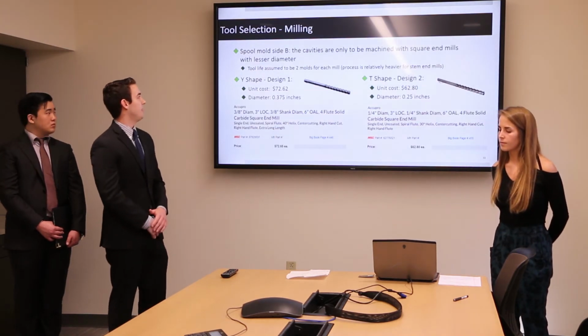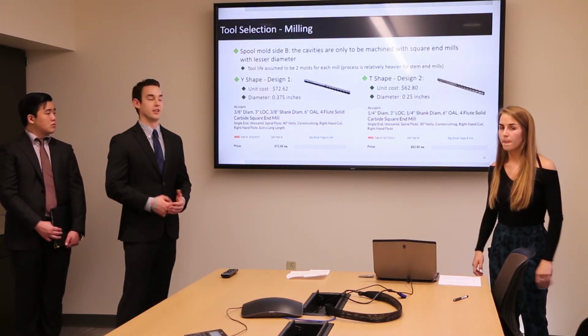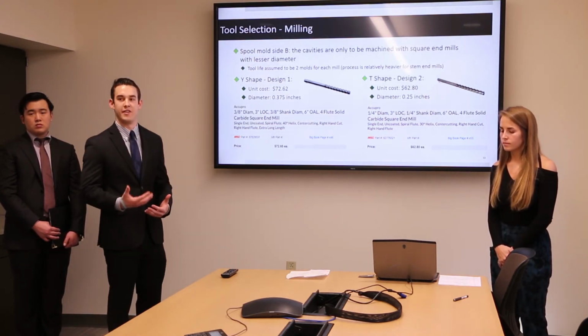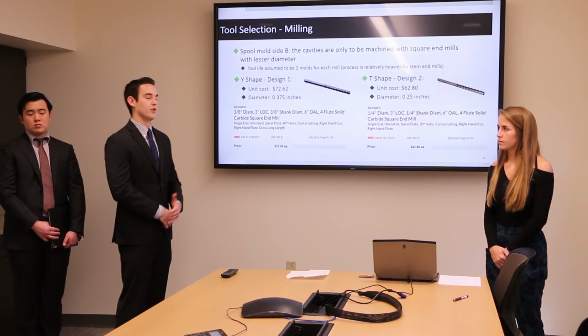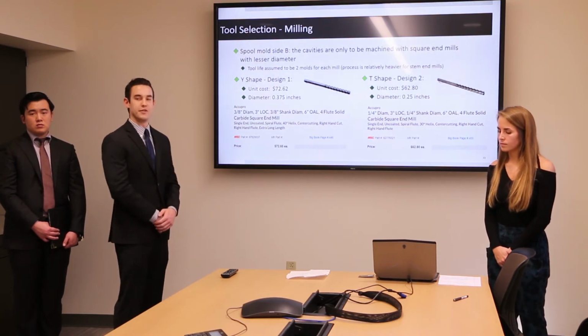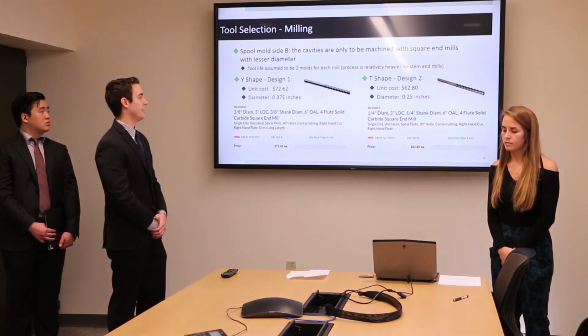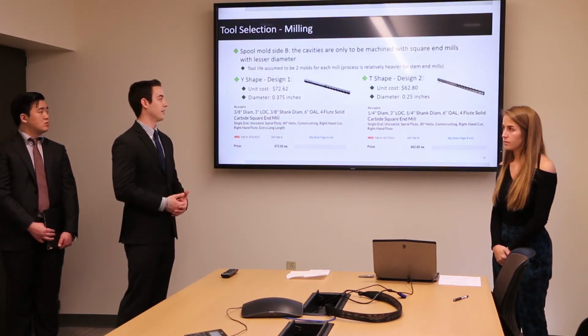For the spool mold side B, since the cavities are going to be very deep and cut, we assume the tool life to be 2 molds instead of 4 molds due to the heavy pressure on that process. So for the Y shape in design 1, we utilized a 0.375-inch diameter solid carbide square end mill, and for the T shape in design 2, we utilized a 0.25-inch diameter solid carbide square end mill.